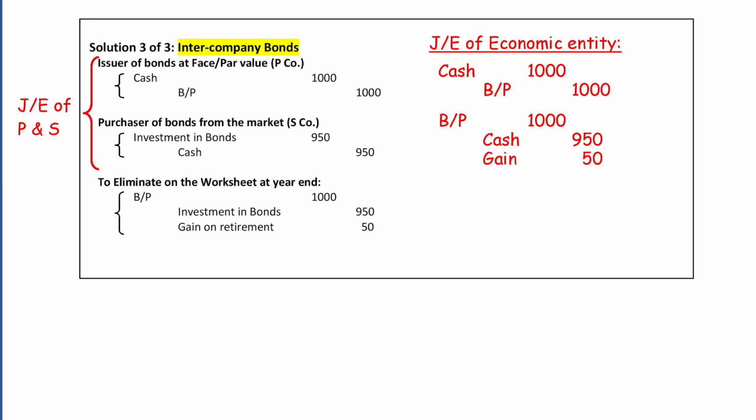And that is why we need to have an eliminating journal entry, where we are debiting the bonds payable $1,000, crediting the investment in bonds $950, and also crediting the gain on retirement $50. Now this gain could be an ordinary gain, non-operating item, or an extraordinary gain.